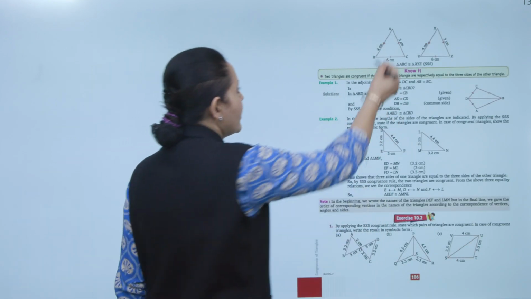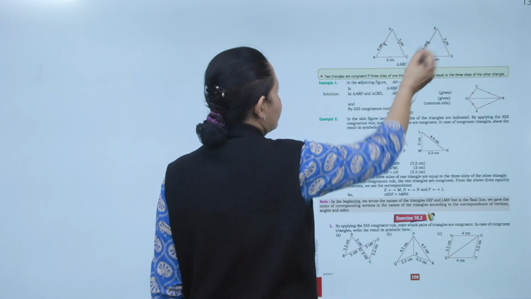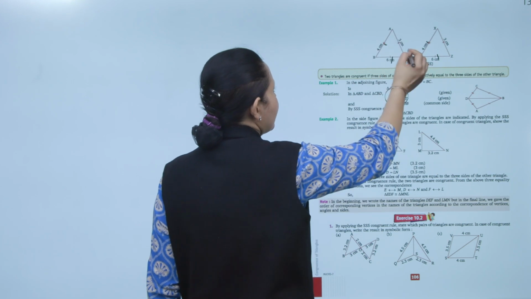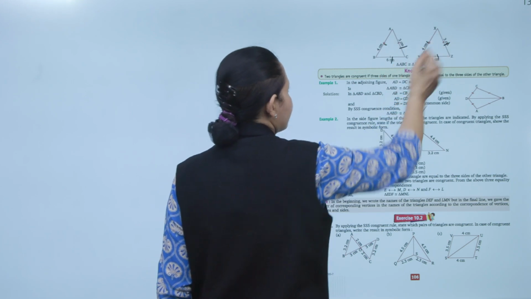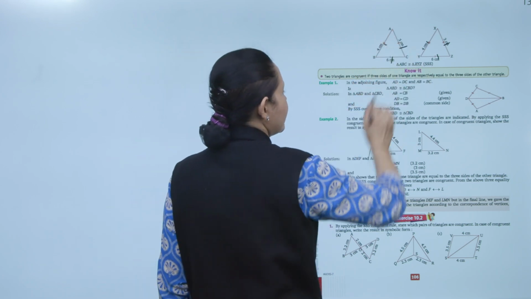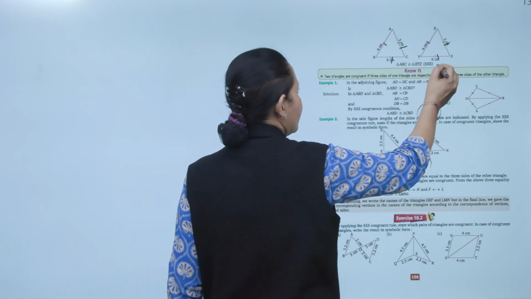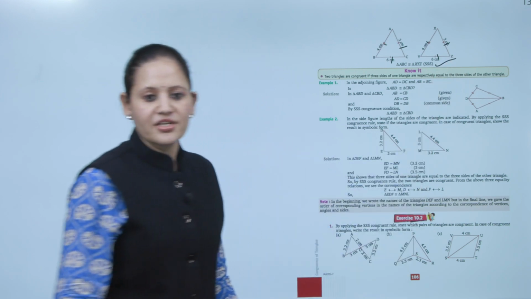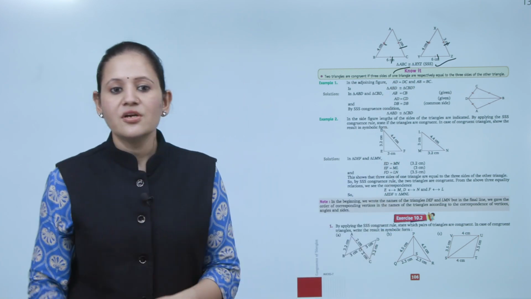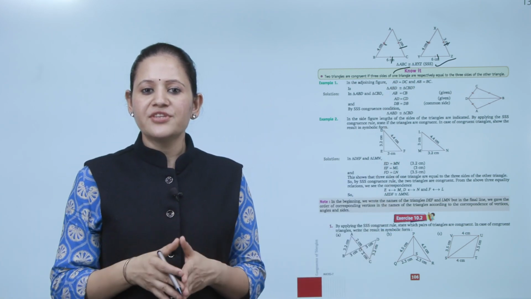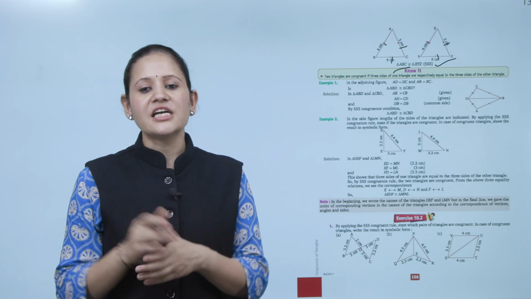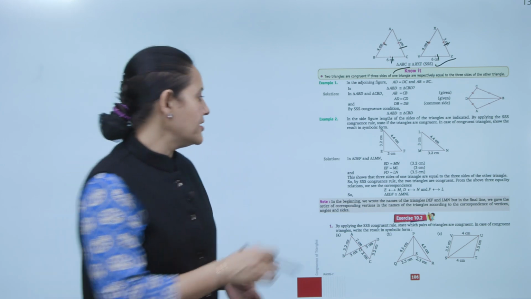Like here, AB equals XY, BC equals YZ and AC equals XZ. So, we can say triangle ABC is congruent to triangle XYZ by SSS congruency. Note, two triangles are congruent if the 3 sides of one triangle are respectively equal to the 3 sides of the other triangle. Now, we will take an example.